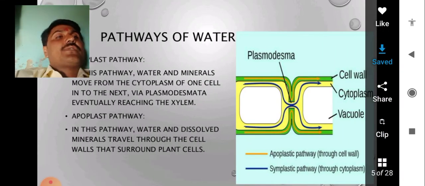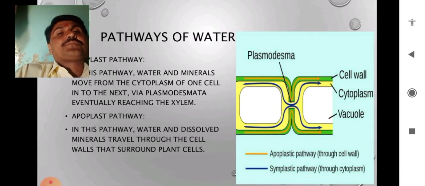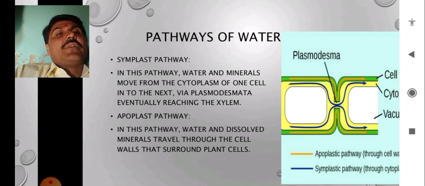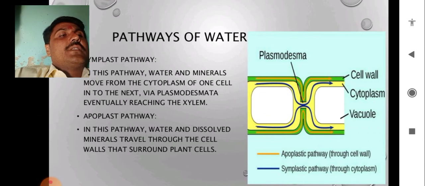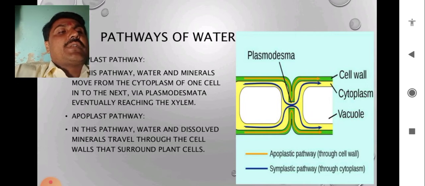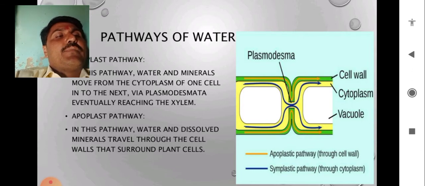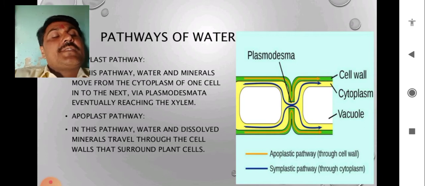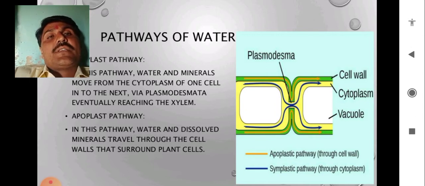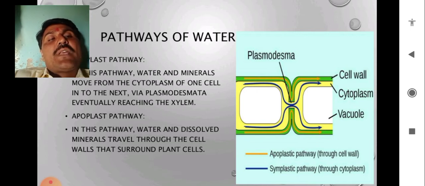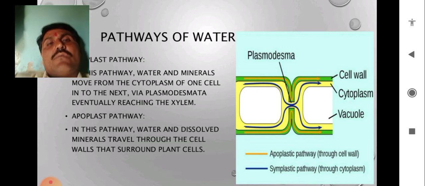Well, now the pathways of water. What are the pathways of water? We see the symplast pathway. What happens in this pathway? Symplast pathway takes place through the cytoplasm, and apoplastic pathway takes place through the cell wall. So there are two pathways of water transport, that is the symplastic and apoplastic pathway. Symplastic is through the cytoplasm and apoplastic is through the cell wall.